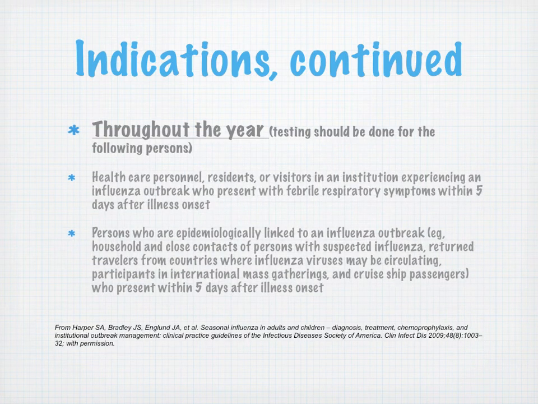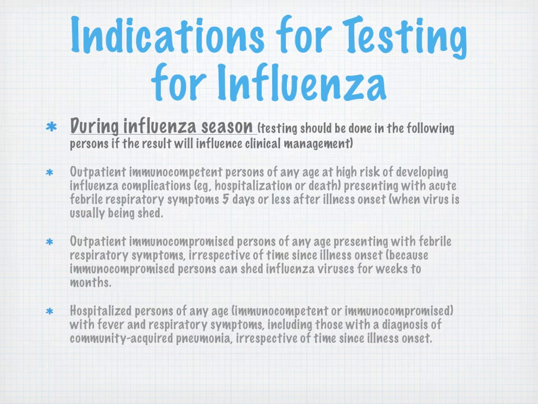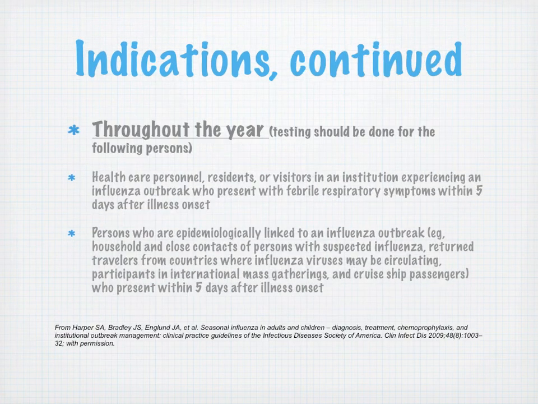Okay, now what about throughout the year? On the next slide, where it says indications continued throughout the year, if we back up 2 slides, we say indications for testing during influenza season. And we just went through all those. Now we're at indications throughout the year. So testing should be done for the following persons.